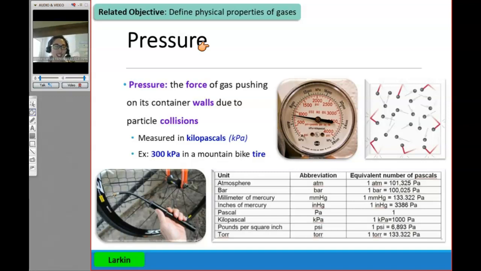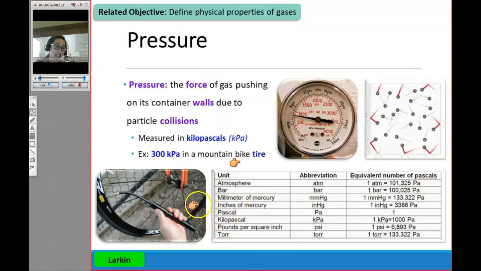All right, so pressure is the force of a gas pushing on its container walls due to those collisions. We kind of talked about that already, but again, it's a lot like our door. The more you hit the door, the more likely it is to be broken down because of the force you're putting on it. Now in our class, we'll generally be measuring this in kilopascals, but you can see there are many different types of units we can measure this in.